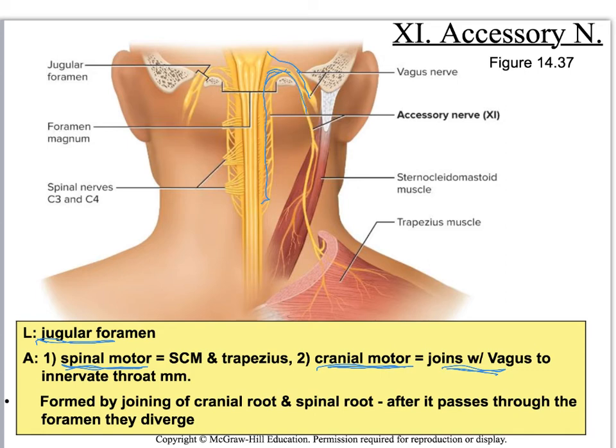Okay, so this is the accessory, but you can see it's donating fibers. Sorry, this up here was, not that. That was vagus. So you've got origin off of the brain, okay, and origin off of the spinal cord coming up, and then giving portions to the vagus, and portions over here to the vagus, okay? So what does it do? It provides motor innervation to sternocleidomastoid and trapezius, and then other muscles of the throat where it's joining up with the vagus, okay?